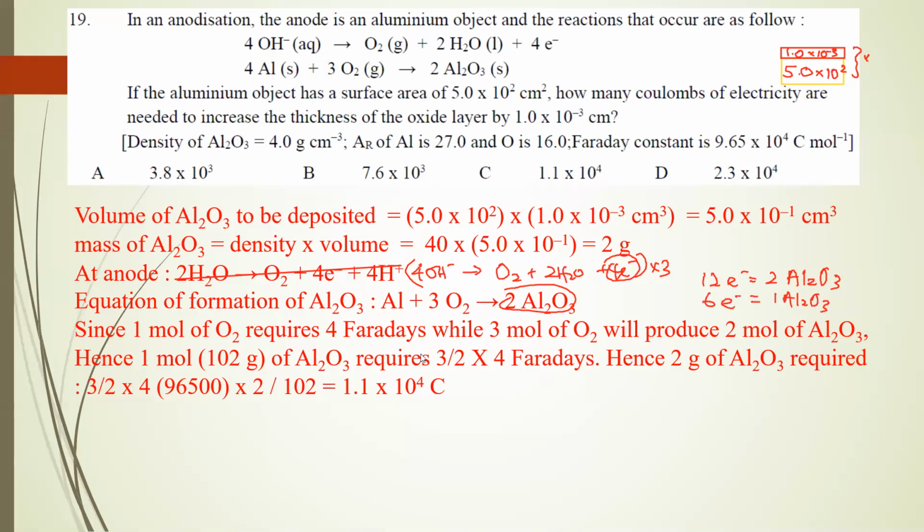Here 102 is the RMM of aluminum oxide. So you require 3 times 2 times 4 Faradays. So 2 grams of aluminum oxide requires (3/2) times 4 times the Faraday constant, 96,500, multiplied by 2 divided by the RMM. So you get 1.1 × 10^4 coulombs. So the best answer here will be C.